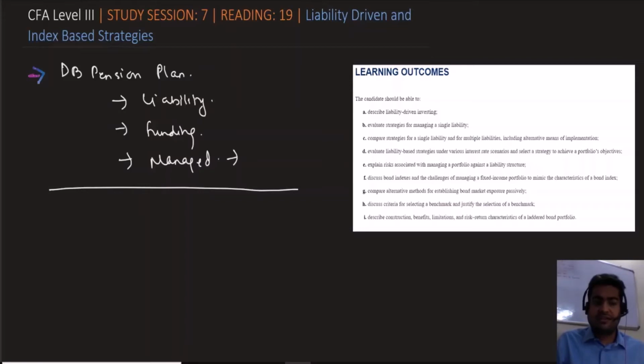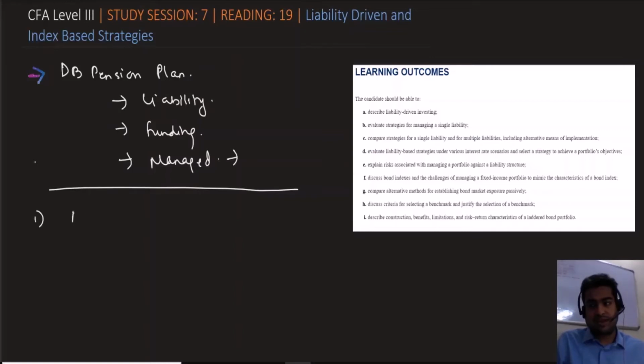Very interesting. And if you really want to make a career on the fixed income side, particularly on the institutional side, then this is a very, very critical reading for you. So let's get started. On the liability-driven portfolio, there are three commonly used terms which you should remember.